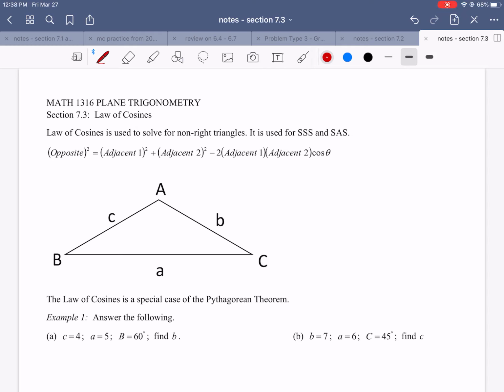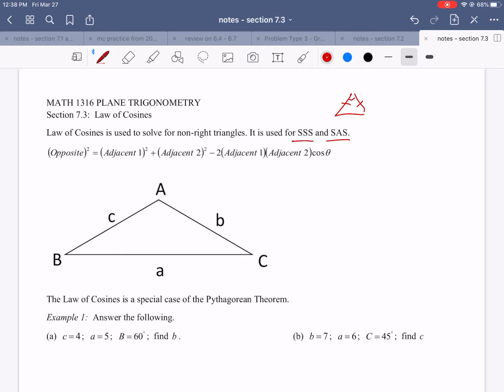Let's go ahead and start section 7.3, which is talking about law of cosines. Like last time, we talked about law of sines being used to solve for non-right triangles. Law of cosines is also used to solve for non-right triangles whenever we are either given all three sides or two sides and an angle, and the angle that we're given is between the two sides that we're given.